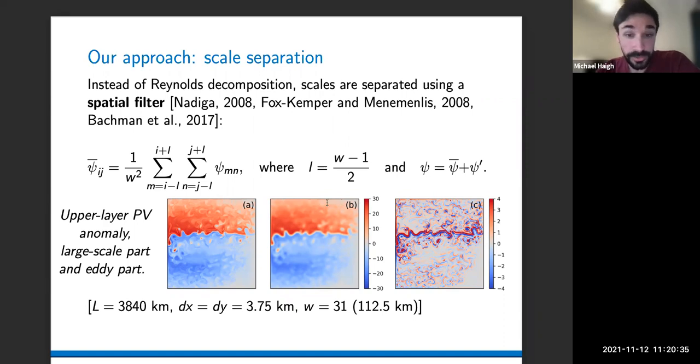In the middle, I show the large scale part of the potential vorticity anomaly. For all intents and purposes, this is simply a smoothed version of the full potential vorticity anomaly. And then on the right-hand side, I show the eddy part of the potential vorticity anomaly. This includes lots of small scale features like filaments, vortices, lots of sharp gradients, which when added back on to the large scale part will sharpen lots of the features that we see in the large scale part.